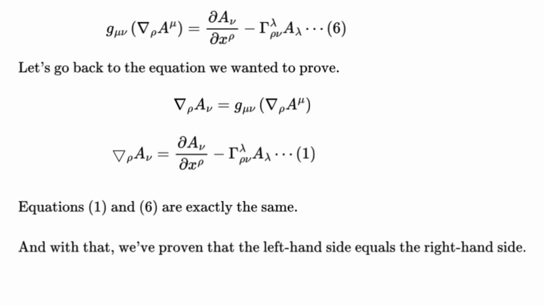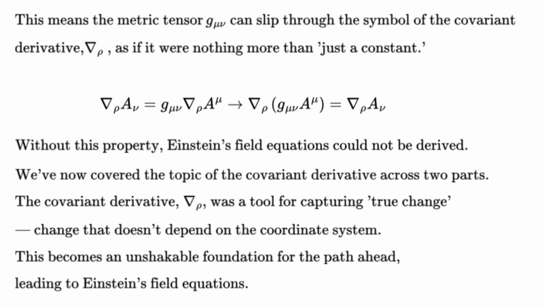Let's go back to the equation we wanted to prove. Equations 1 and 6 are exactly the same. And with that, we've proven that the left-hand side equals the right-hand side. This means the metric tensor g mu nu can slip through the symbol of the covariant derivative, nabla rho, as if it were nothing more than just a constant. Without this property, Einstein's field equations could not be derived.